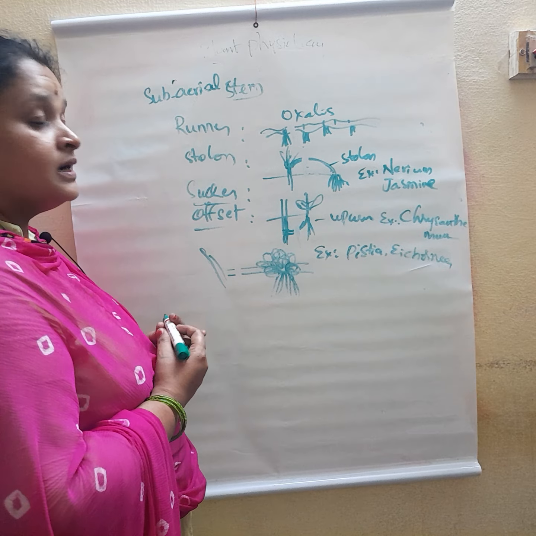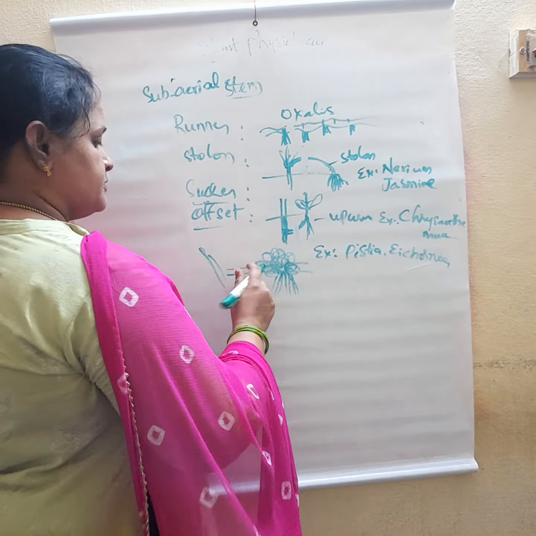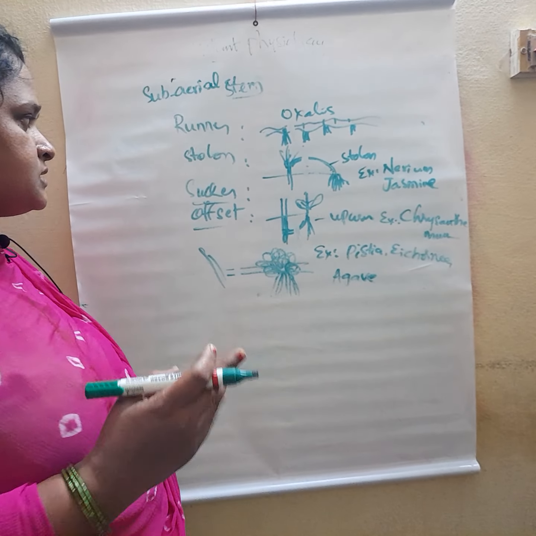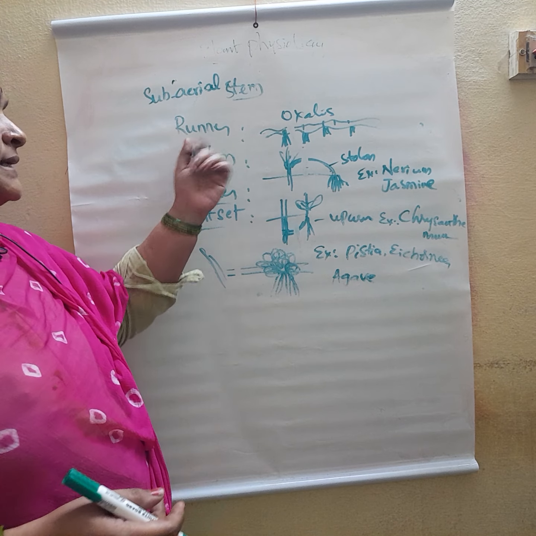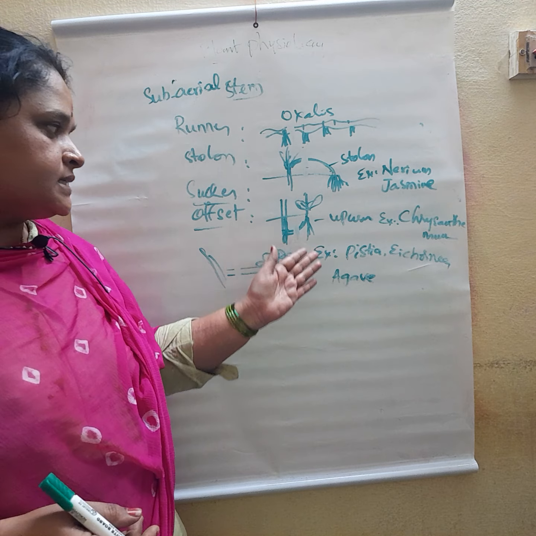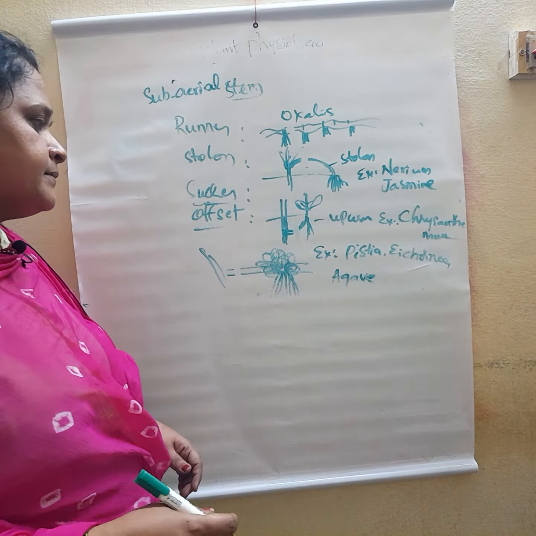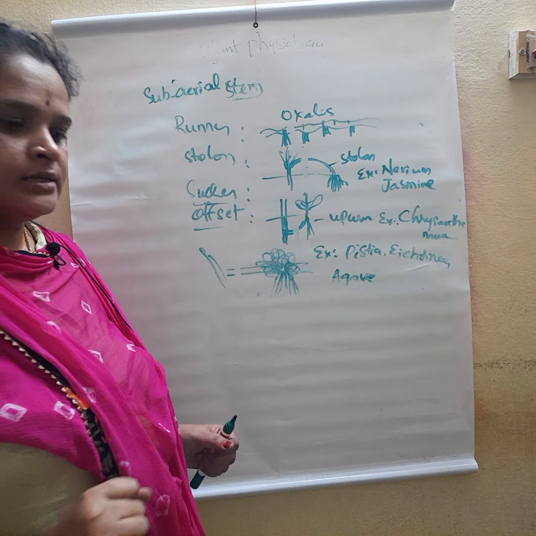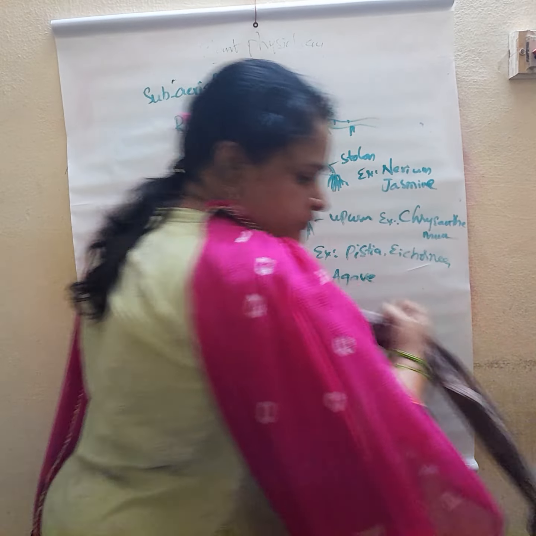Terrestrial offset example is agave. So these are subaerial stem modifications: runner, stolon, sucker, offset. Runner example is oxalis, stolon example is Nerium and jasmine, sucker example is chrysanthemum, and offset example is Pistia and Eichhornia. So these are stem modifications: aerial, subaerial and underground. Now we will go to the leaf modifications.